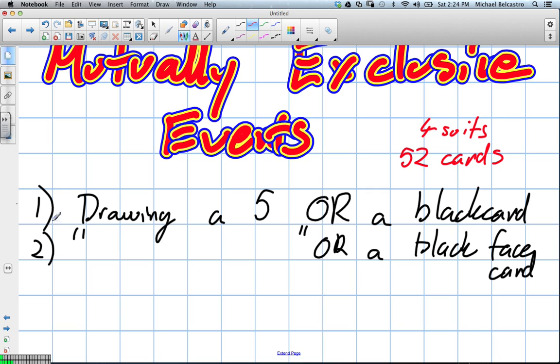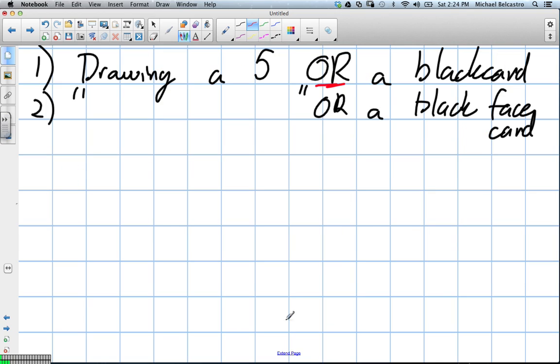Drawing a 5, so the first question asks us, what's our probability of drawing a 5 or a black card? Okay, so our options are, in 52 cards, we have our hearts, we have our diamonds, we have our spades, and we have clubs. Looks like a clover. Actually, I should really do those in black. They'll help out a lot. So we have our red cards and we have our black cards.